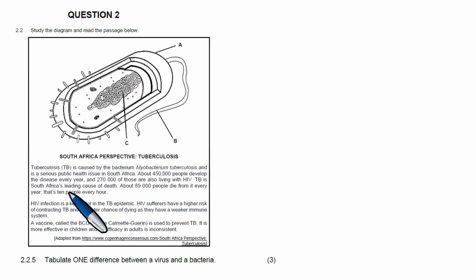Right. So also we've read the story. Tabulate one difference between a virus and a bacteria. What is the difference between a virus and a bacteria? Obviously we agree that a virus is not the same as a bacteria. But what is the difference between the two? Okay, so we look at the answer to 2.5.